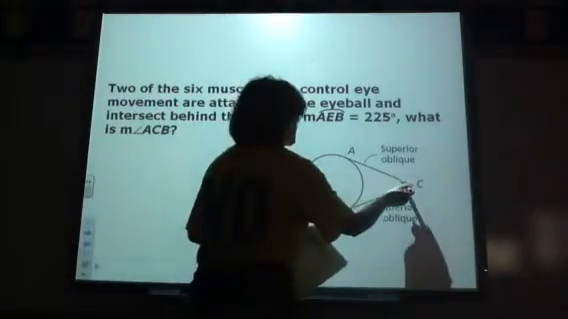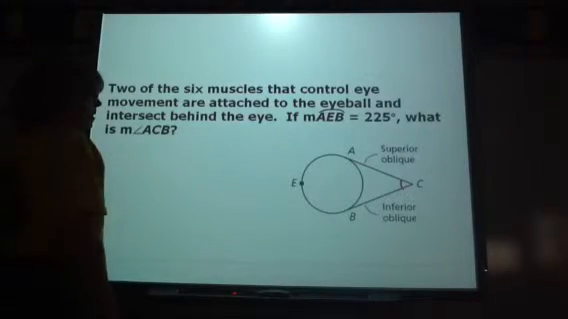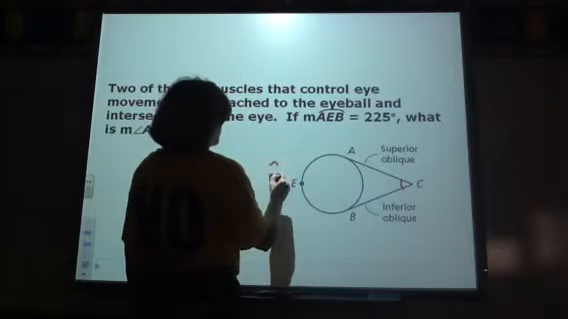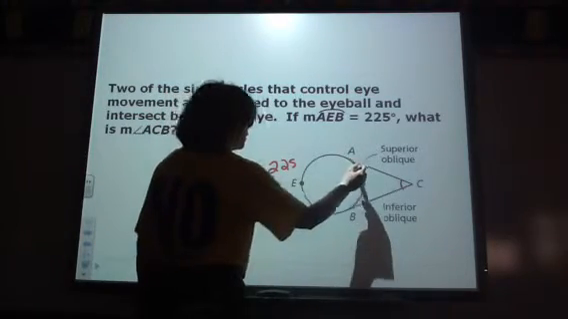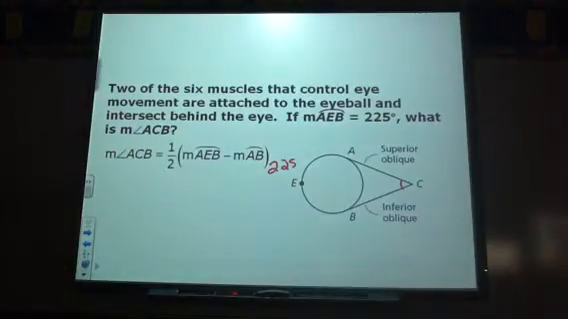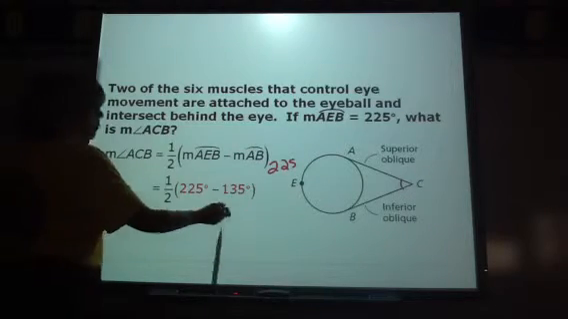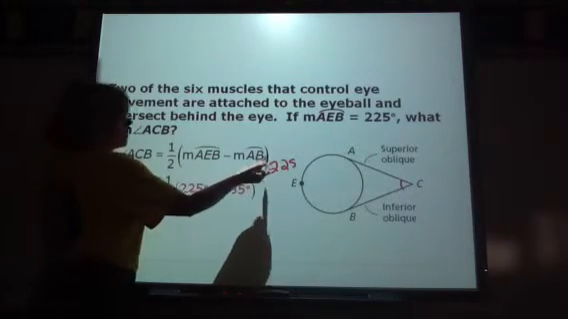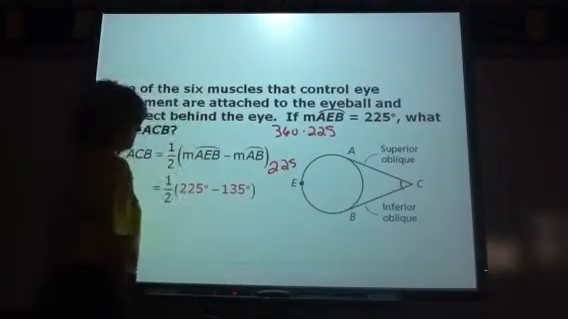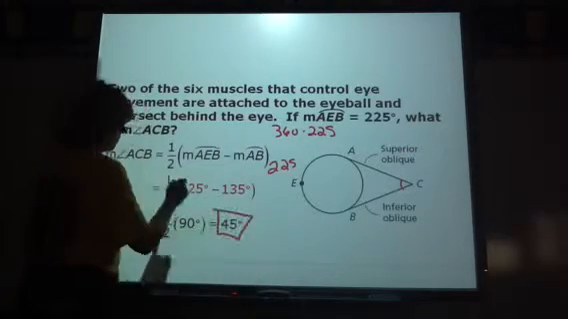Okay, we're trying to find the exterior angle right here. This is applying this in real-world situations, such as an eye doctor. Arc AEB is given as 225, so we need to know what arc AB is. So we're going to use our same theorem. To get 135 for arc AB, they just took 360 minus the 225. And then simplify, and we get 45.